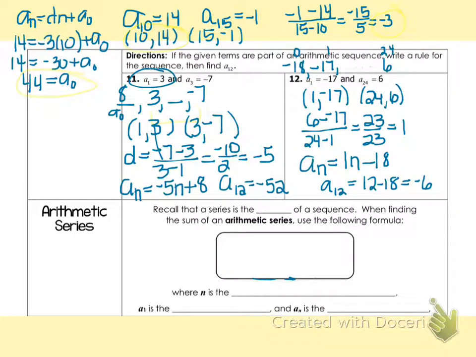So again, if it's a little harder to figure out what that 0 term is, you can always go back to what we know about finding a y-intercept. Just take one of the terms, one of those ordered pairs, and your common difference that you just found, and plug them back in to find a sub 0.